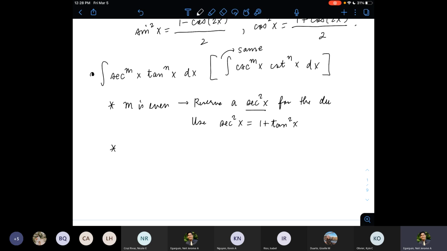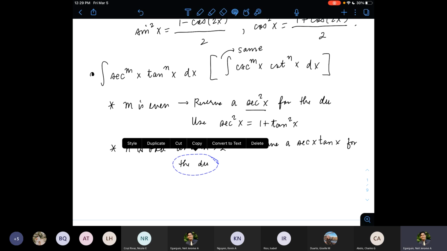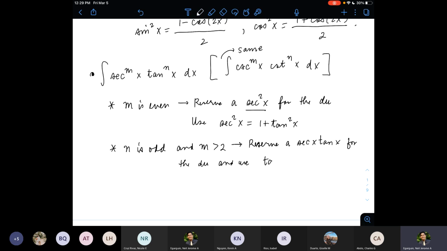And then the other case is when n is odd. When the power of tangent is odd and m is at least 2, what you can do is to reserve a secant x tangent x for your du and use this identity, another Pythagorean identity, tangent squared x equals secant squared x minus 1.